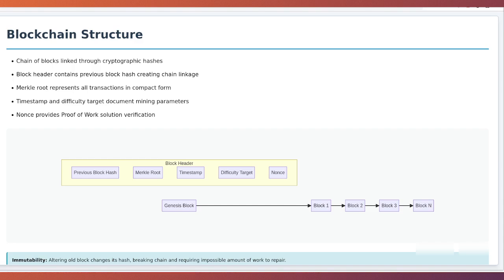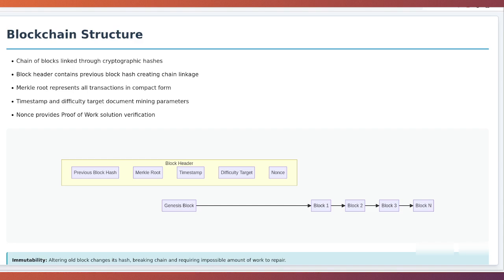First, there is the version number, which indicates which protocol rules the block follows. Second is the hash of the previous block's header, which is what creates the chain linkage. Third is the Merkle root, which represents all transactions in the block. Fourth is the timestamp indicating when the block was mined. Fifth is the difficulty target, which specifies how hard the proof of work puzzle was. And finally, there is the nonce, which is the solution to the proof of work puzzle.